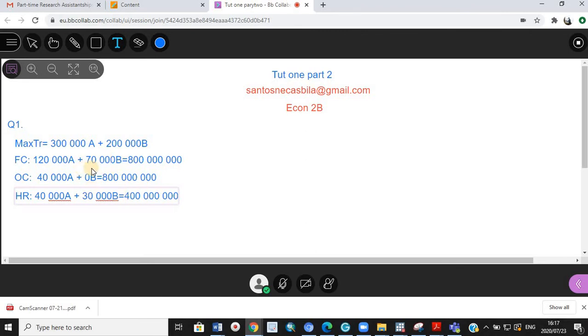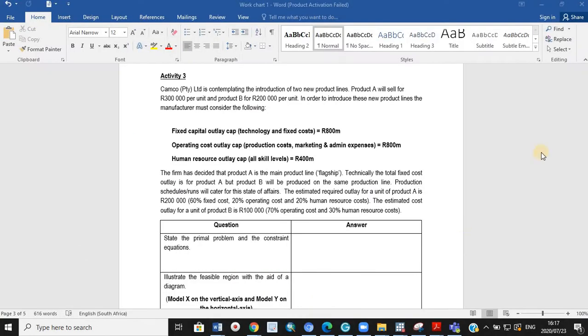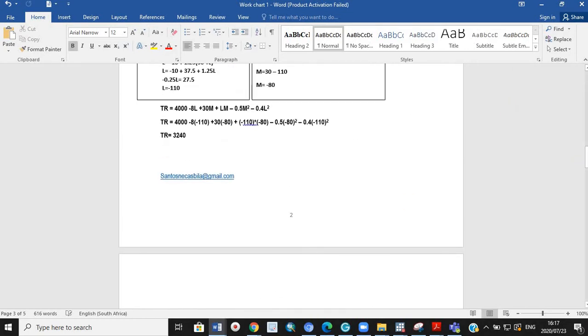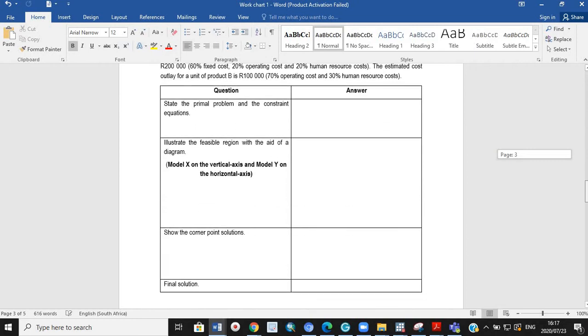So this is the first part of the activity. The second one is for us to draw, let me see, what does it say? Illustrate the feasible region with the aid of a diagram. It means with the diagram, we need to show what the feasible regions are, right? Model X on the vertical axis and model Y on the horizontal axis. In other words, X can be A and Y can be B, all right? So let's do it.